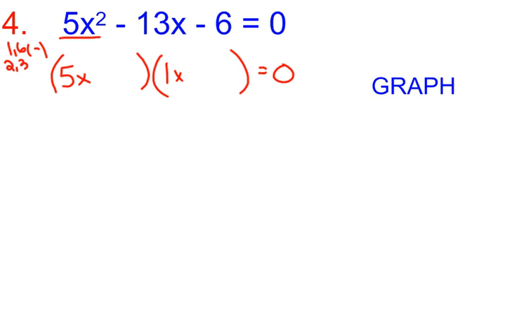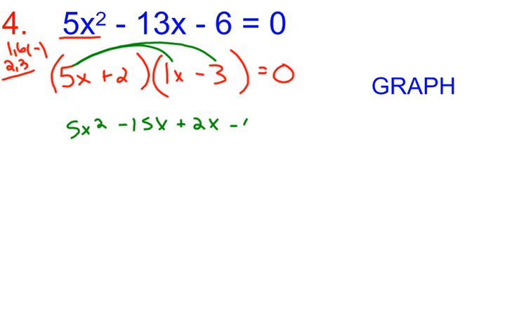Since my middle term is negative 13, I'm actually going to try 2 and 3 first. So I'll just do plus 2 minus 3. I'm just checking. Well, let's just FOIL the whole thing. I'd get 5x squared minus 15x plus 2x minus 6. So when I simplify, I have 5x squared minus 13x minus 6.